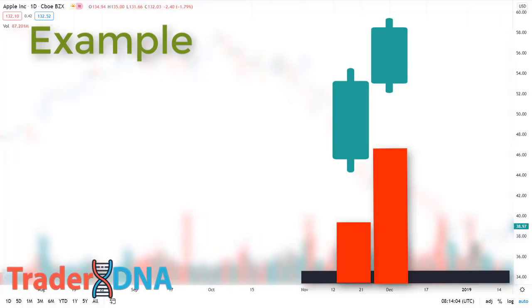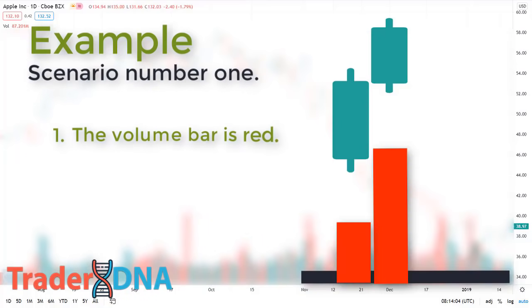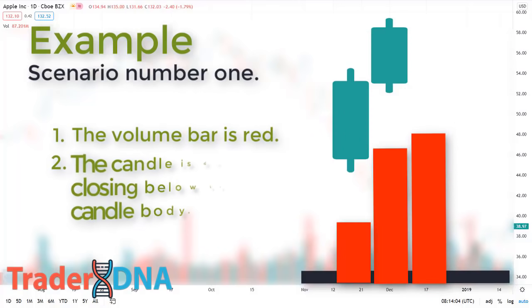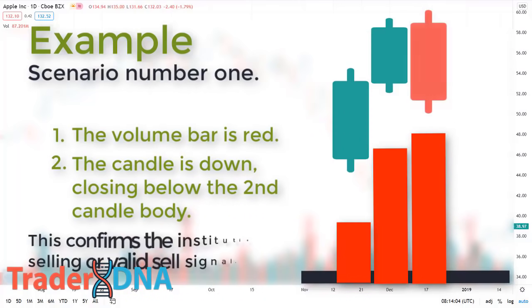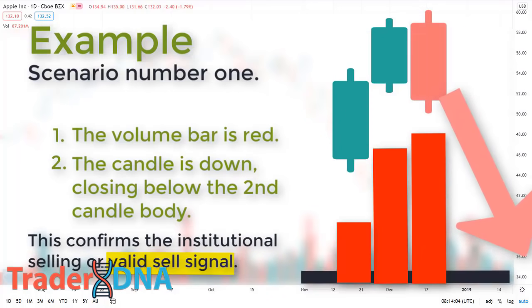Let's go to the third candle. Scenario number 1. First, the volume bar is red. Second, the candle is down, closing below the second candle body. This confirms the institutional selling, or a valid sell signal.